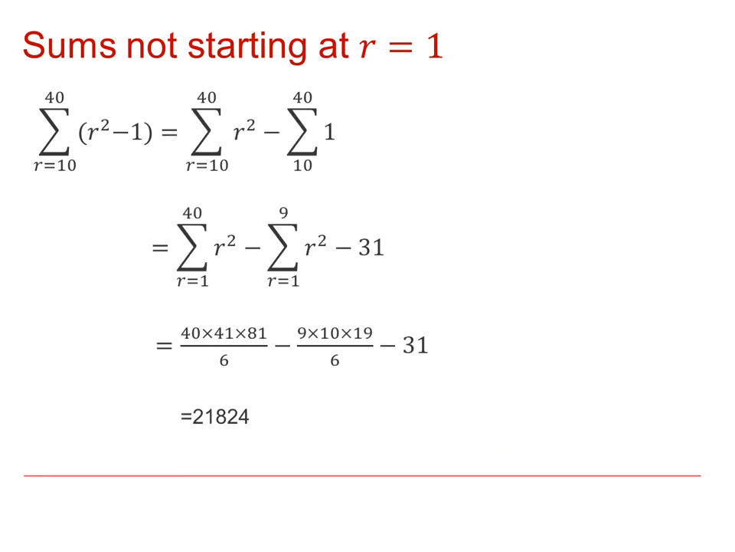So once you've got that, it's then a straightforward exercise to use the formula for r squared, n, n plus 1, 2n plus 1 over 6, and substituting the values at the top of the summations, so in the first expression 40, and in the second expression 9, and then a calculator to get us the value of 21,824.